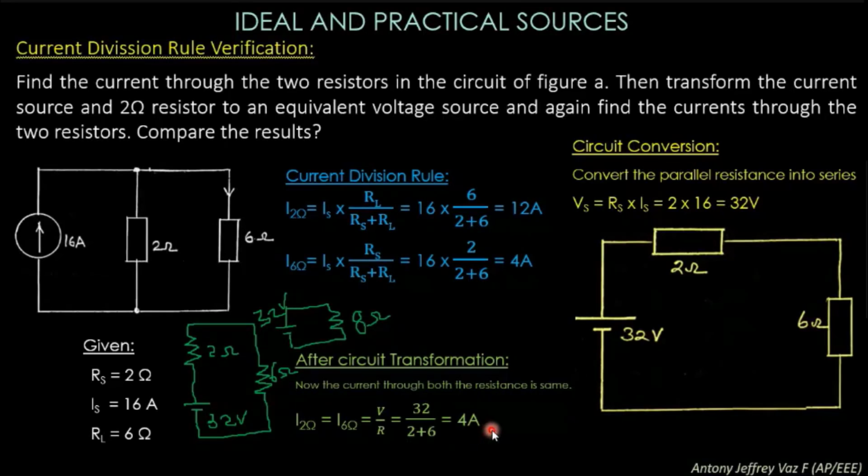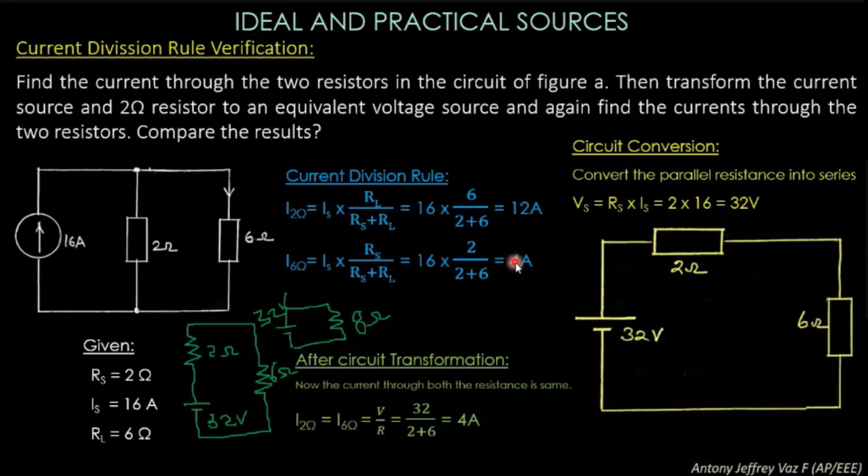So that's all. We have converted the current source into a voltage source, and verifying this, we can say the current in the second circuit, that is the voltage circuit, is 4 amps, whereas in this circuit we are getting two currents, one is 12 ampere and the other one is 4 amperes.